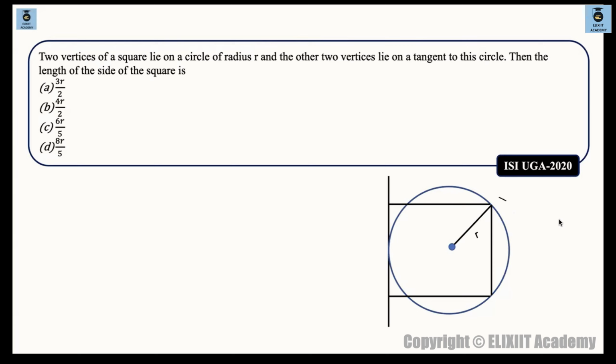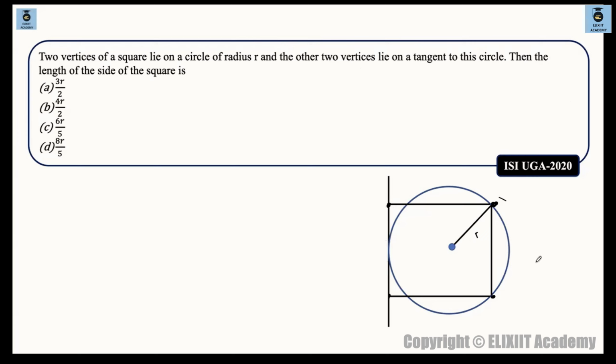So I have drawn the diagram here. There are two vertices of this square. I have drawn it in this sense that two vertices of this square are lying on the circle like this. The circle has a radius r units, and the other two vertices lie on the tangent to the circle. So like this, the other two vertices of the square are lying on the tangent to this circle. तो वो जो tangent बनेगा, the remaining two vertices are lying on that tangent.